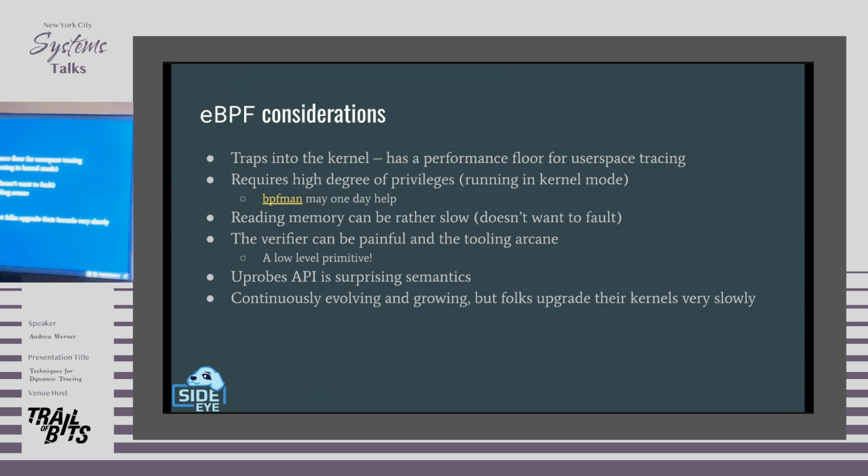There's an interesting project out of Red Hat to try to delegate that privilege to somebody else who you give root to, but that thing has been audited, perhaps by Trail of Bits, I don't know. Reading memory is another thing that can be rather slow. It, in general, doesn't want to fault, so it's going to check page tables for user reads.